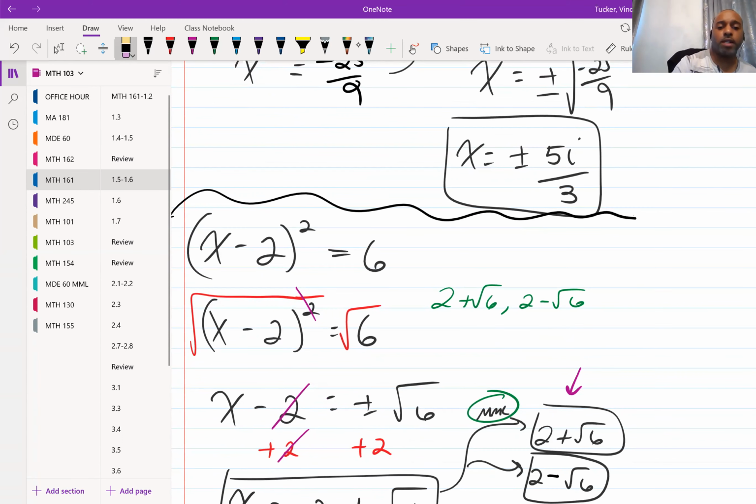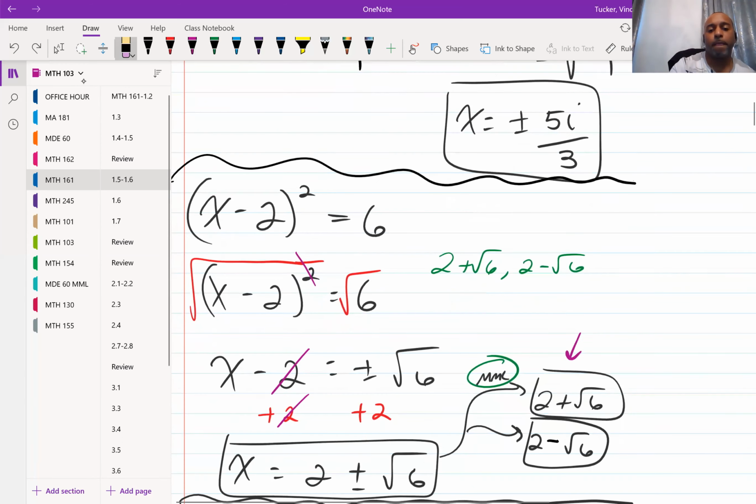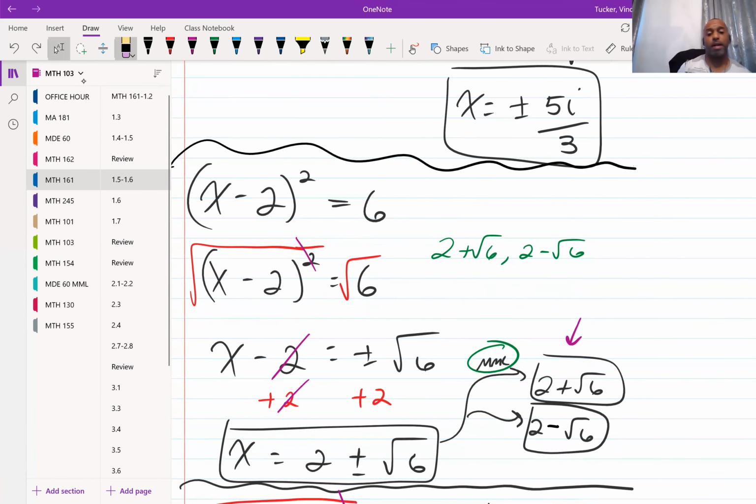Now, the square root of 6 cannot be evenly square rooted, so you can leave the 6 under that radical. But don't forget the plus or minus part. You know, plus or minus goes in front of that square root of 6. And then from there, to finish solving for x, we can add 2 to both sides. And normally that goes in front of the plus or minus. So you have 2 plus or minus square root of 6.